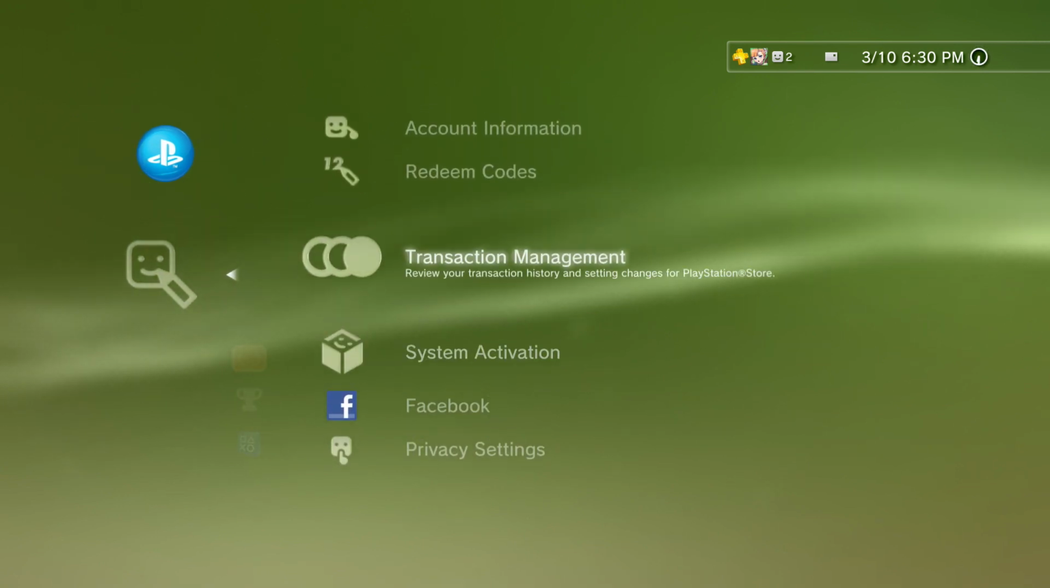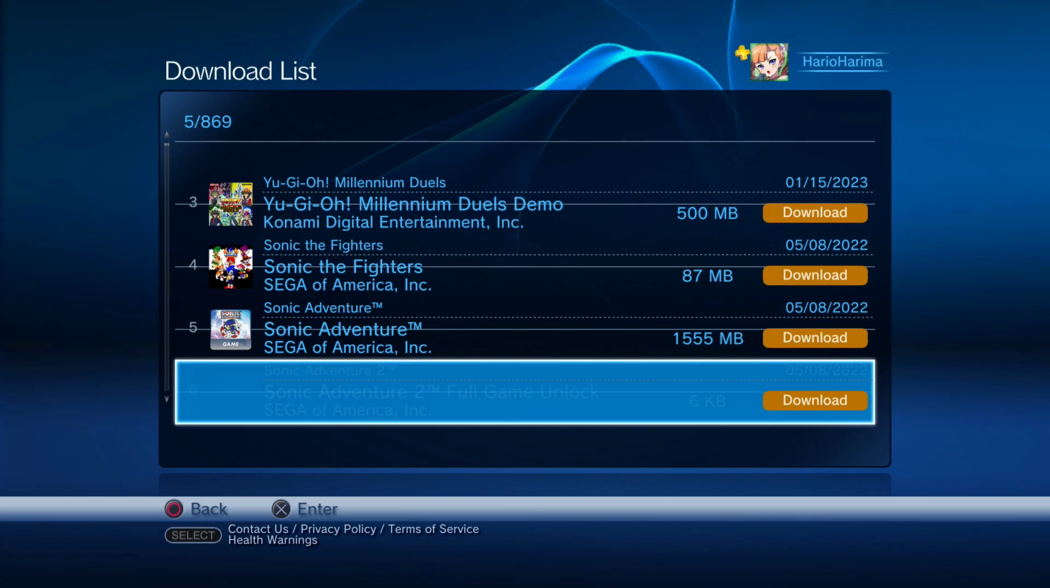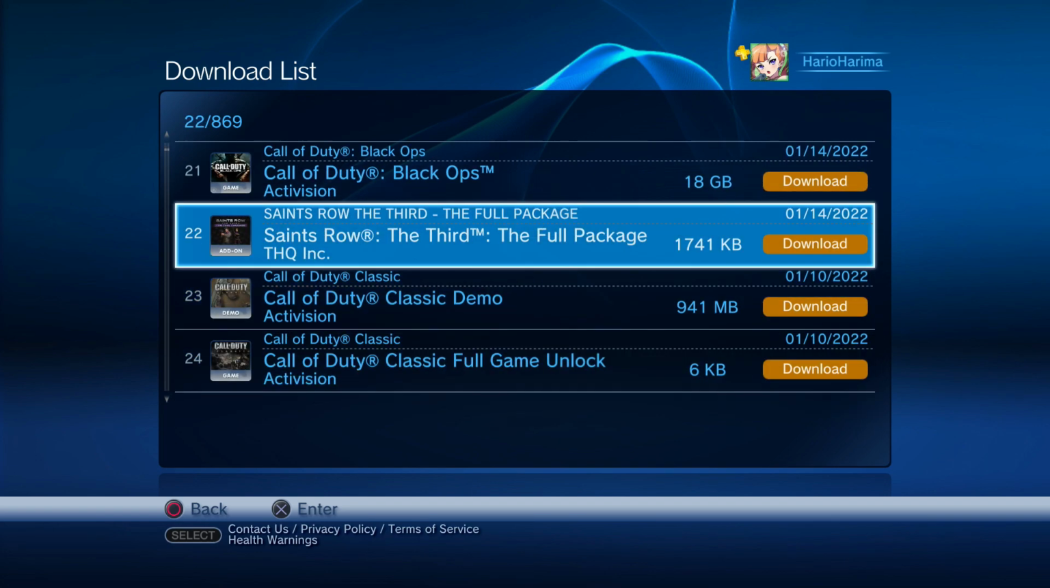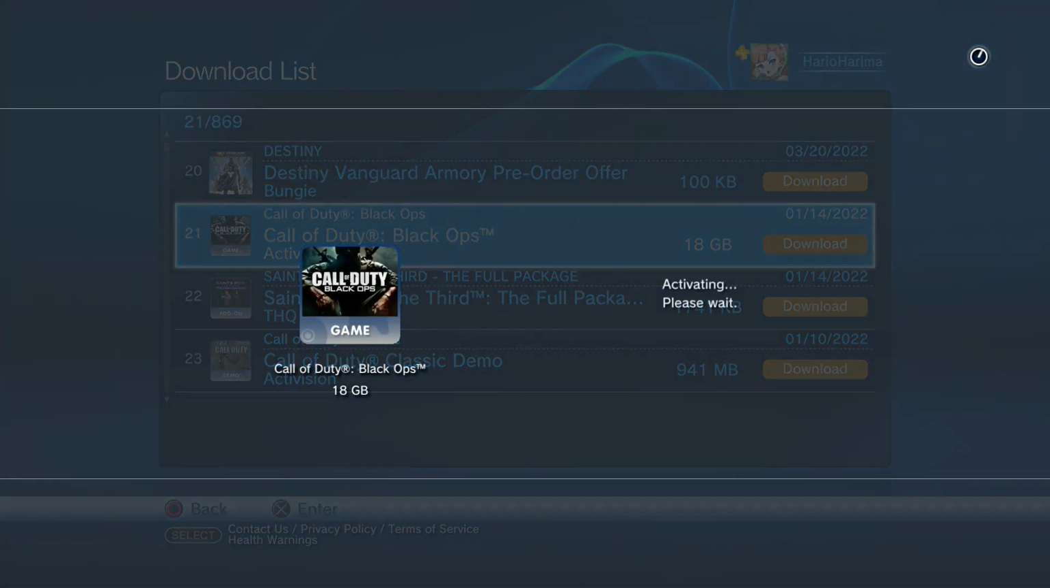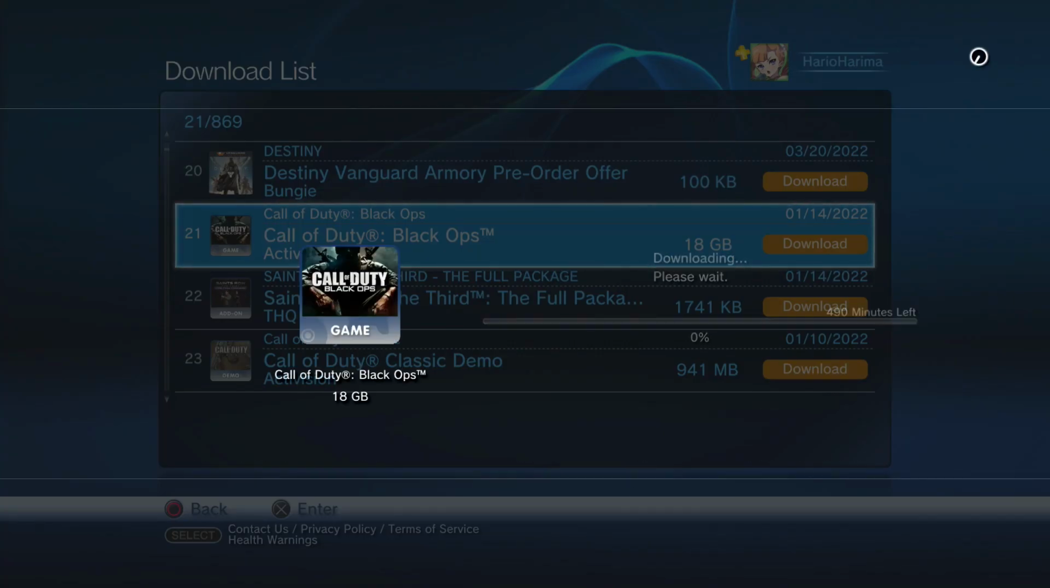The first game we're gonna try to download is Call of Duty Black Ops 1 because I want that on my PlayStation 3. So here we go. Oh, what do you know? It's working again. Dude, either Sony fixed it or there is some sort of error in the network or something. Maybe the servers were down. I don't know, dude. If it's working, it's working.